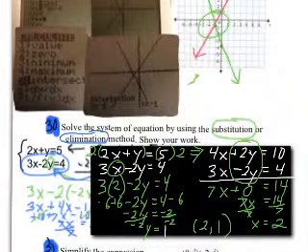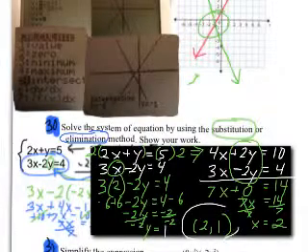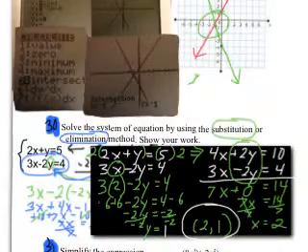And there's our ordered pair. 2, 1. Same one we had from before. Notice. Same ordered pair.